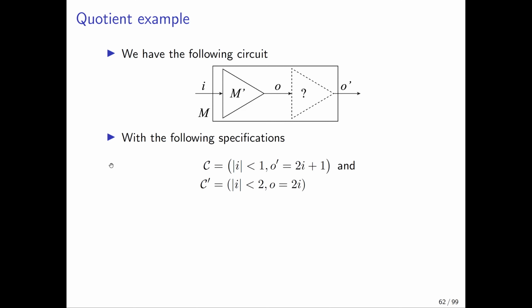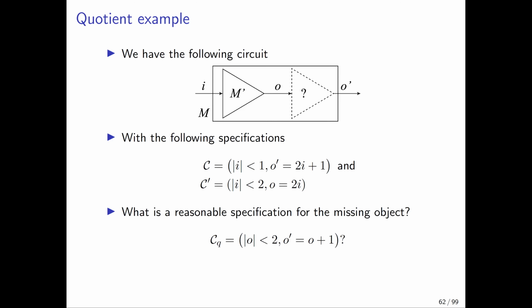Okay. And again, we can brainstorm what would be a reasonable specification for this missing component. In our experience, it's considerably less intuitive to nail down in a few seconds what should be the specification of this missing object. But if we take the time, we would reach an expression that more or less looks like this. The input O of this object, as long as it is less than 2, O prime should be equal to O plus 1.